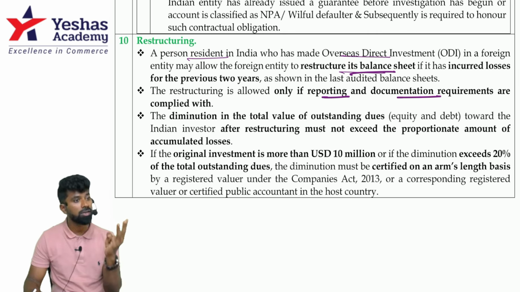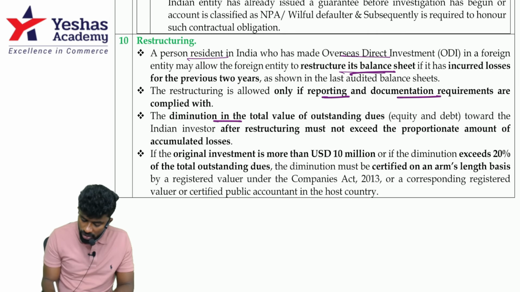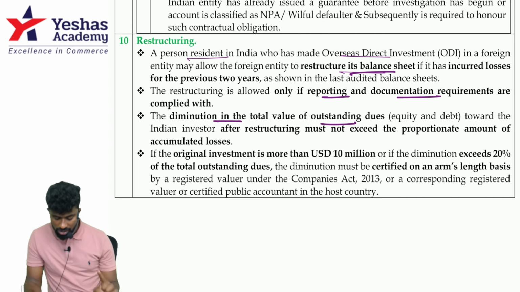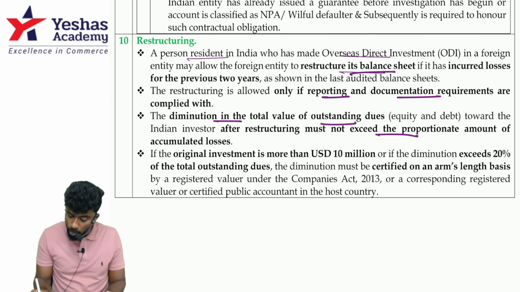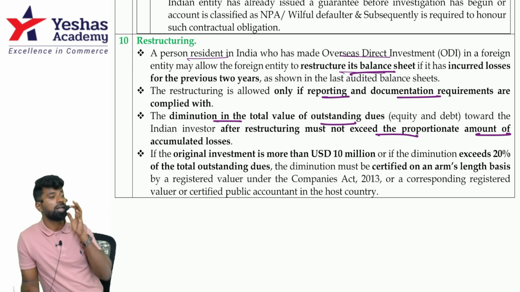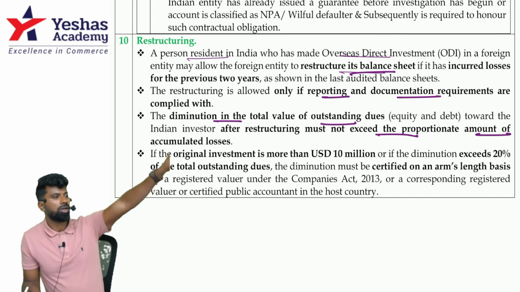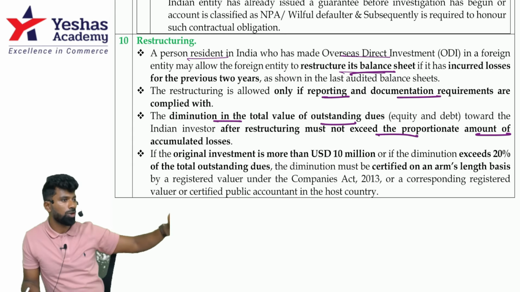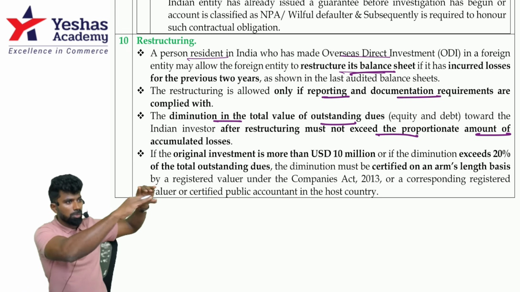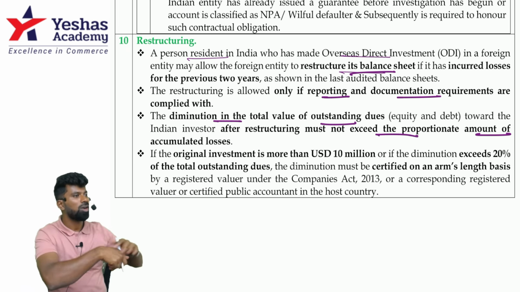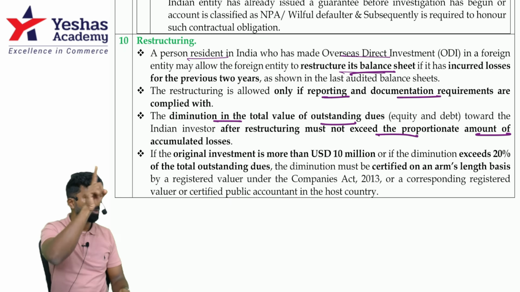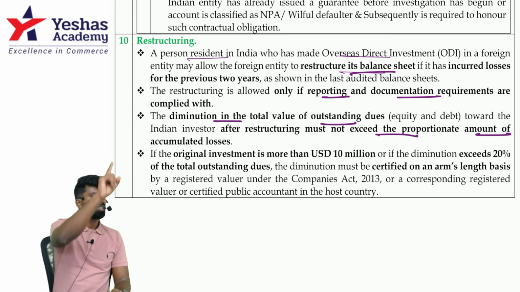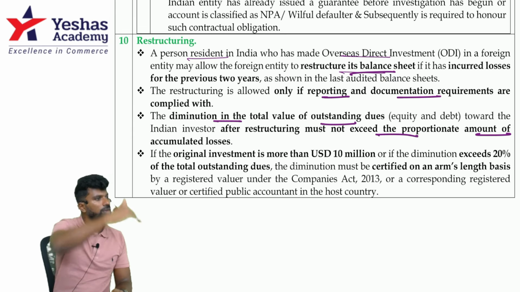Restructuring requirements. Third one, the diminution in the total value of outstanding dues towards the Indian investor after restructuring must not exceed the proportionate amount of what? Accumulated losses. Company accumulated losses. Because you accumulated losses, you want to reduce the value of the shares. Can you reduce below the loss amount? It is also called reduction of share capital, right? Reduction of share capital is called restructuring of balance sheet. See, if there is a loss, will my value of shares come down or will it increase?